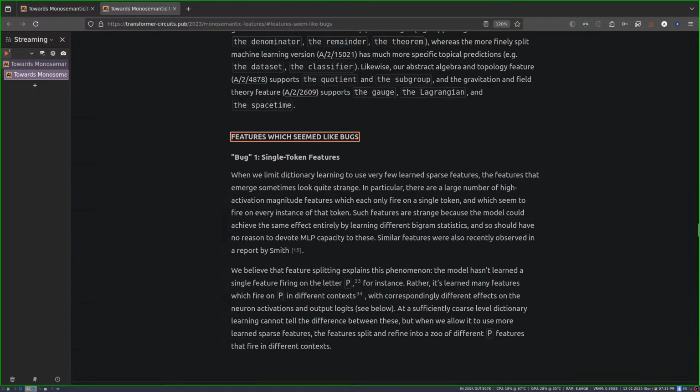Features which seem like bugs: single token features. When we limit dictionary learning to very few learned sparse features, the features that emerge sometimes look quite strange. In particular, there are a large number of high activation magnitude features which only fire on a single token and which seem to fire on every instance of the token. Such features are strange because the model could achieve the same effect entirely by learning different bigram statistics and so should have no reason to devote MLP capacity to this.